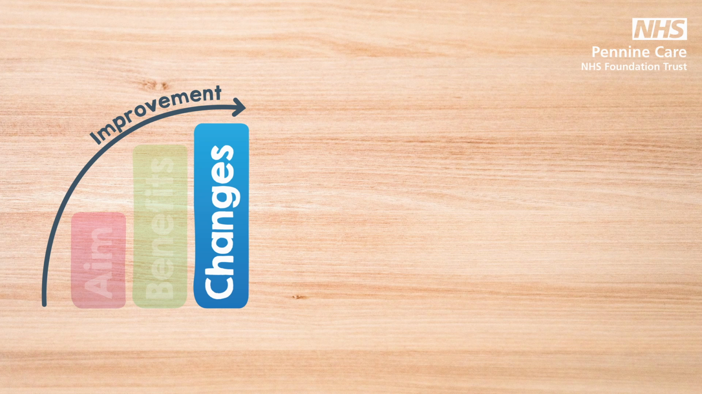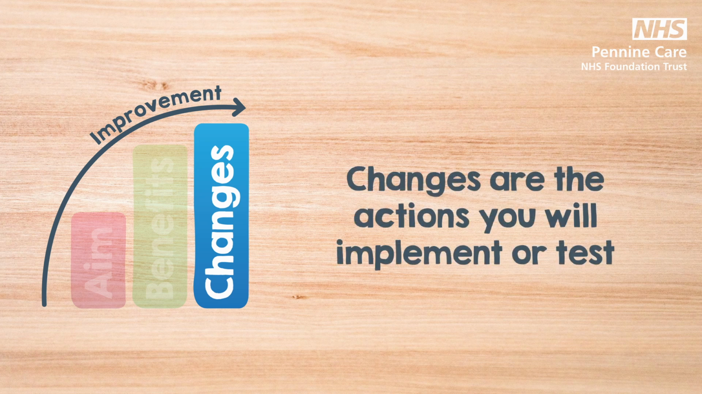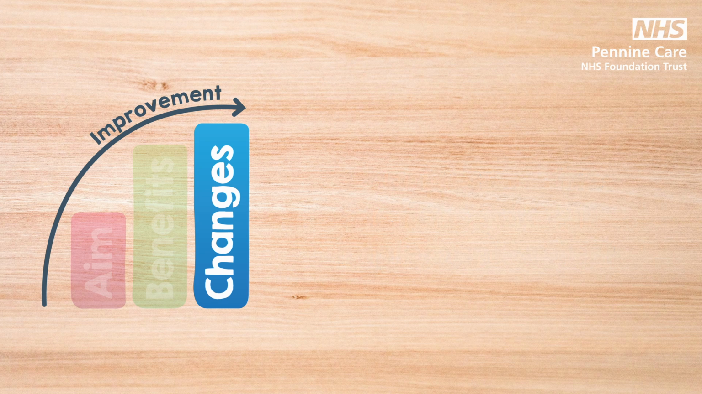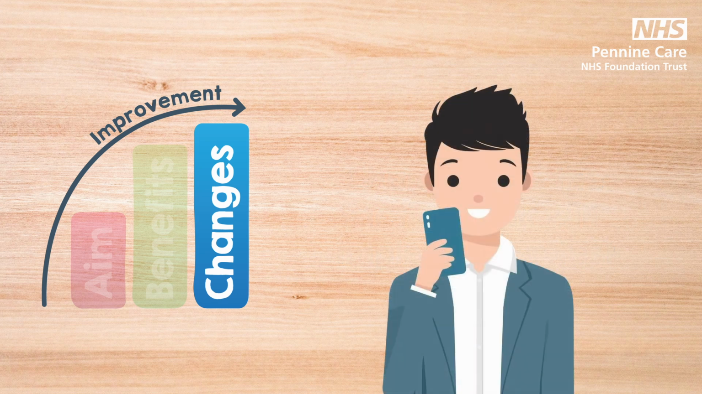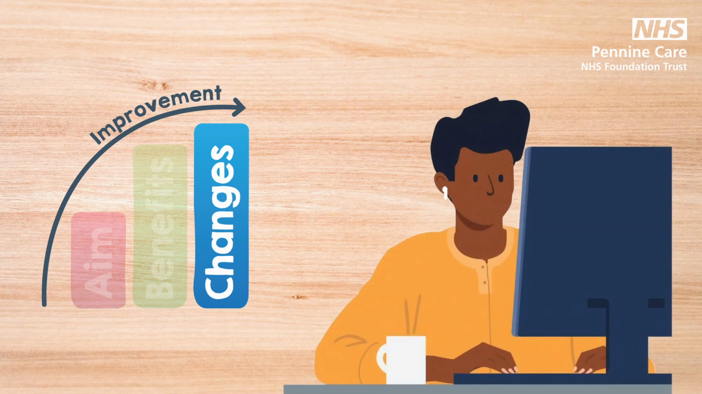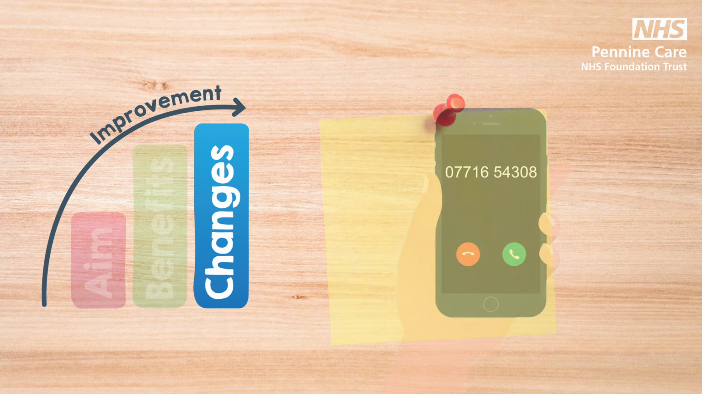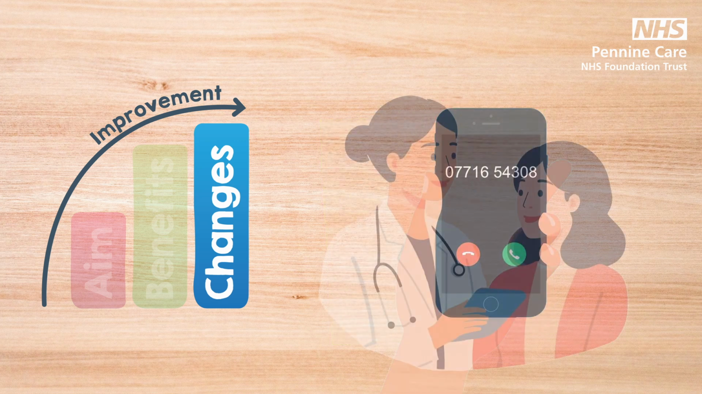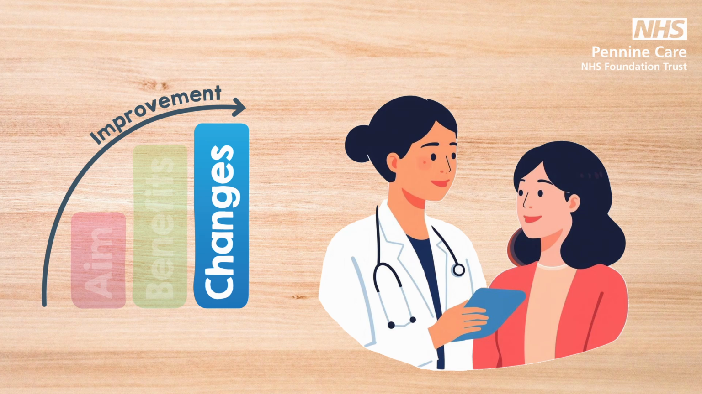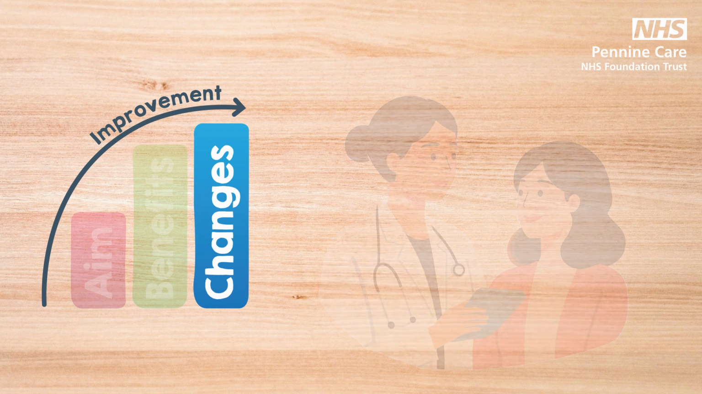Lastly, other changes. These are all the actions and steps that are needed to ensure the aim and benefits are realised. These will be the essential changes that we will need to implement or test out. In our attendance example, our changes might include: introduce a text reminder system for appointments, train staff on the new system, amend the clerical workflow to include new processes, including proactively rebooking cancelled slots, check and update patient telephone numbers, communicate with patients and collect feedback about the new changes.